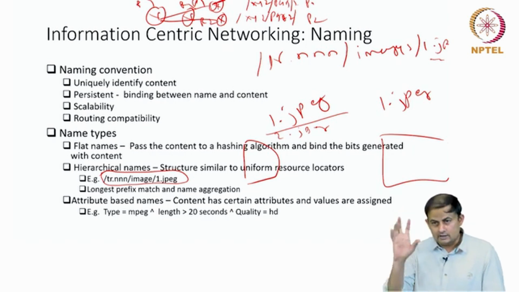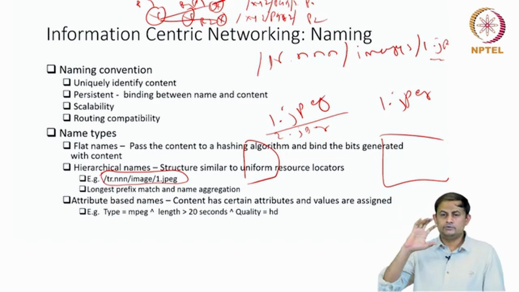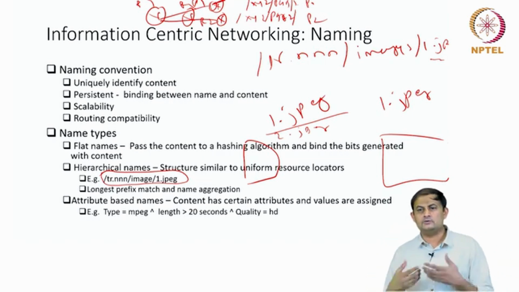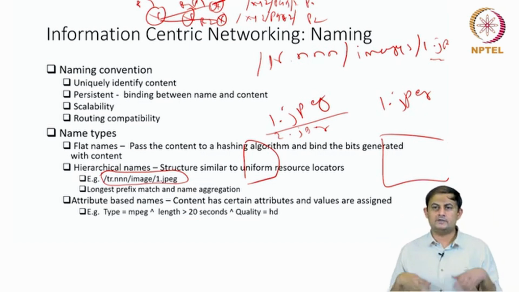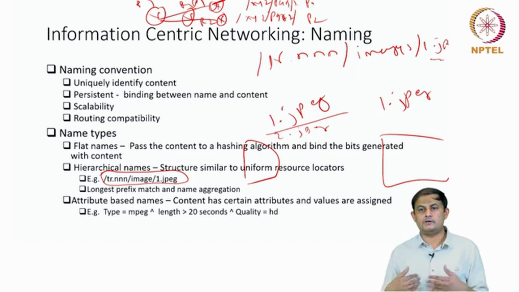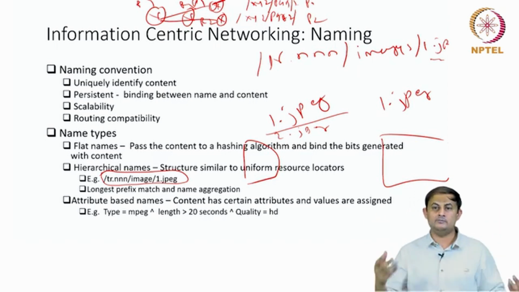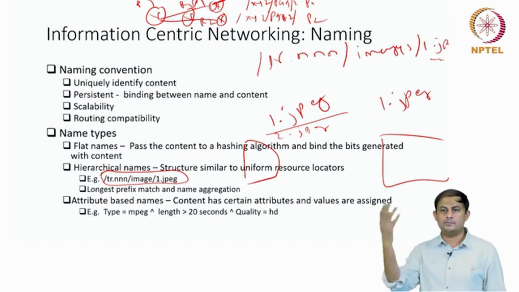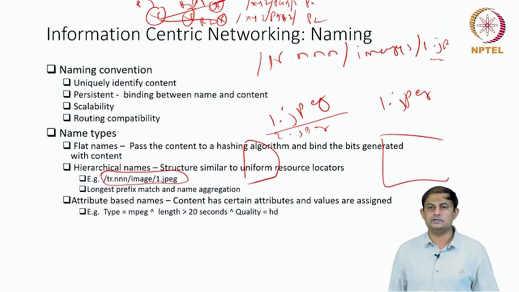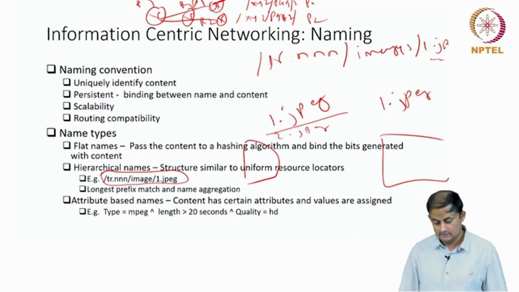You take these attributes and pass them as input to a function, and that function, using all these attributes, comes back with a unique name. That name you assign to the content and populate in the network, using which the consumers subsequently raise the request and get that content.